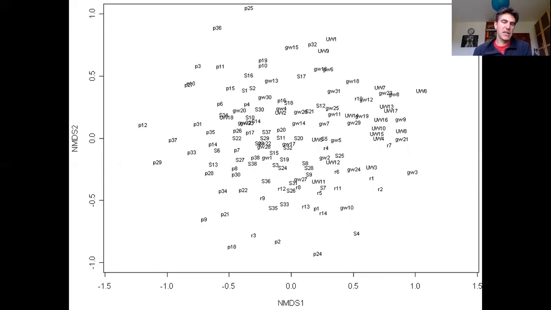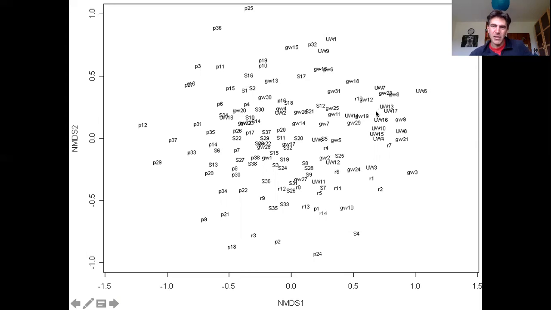If we look at this in a multi-dimensional scaling, which is a multivariate way of looking at data points, I think we looked at that in one of the previous lectures. So here, different sites are indicated. P is a paddock site, and S is a scattered tree site. GW is a grazed woodland, and UW is an ungrazed woodland.